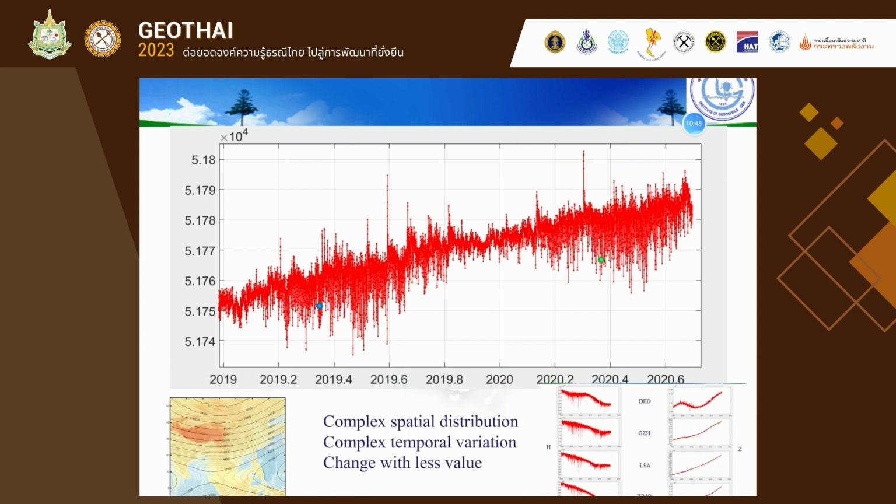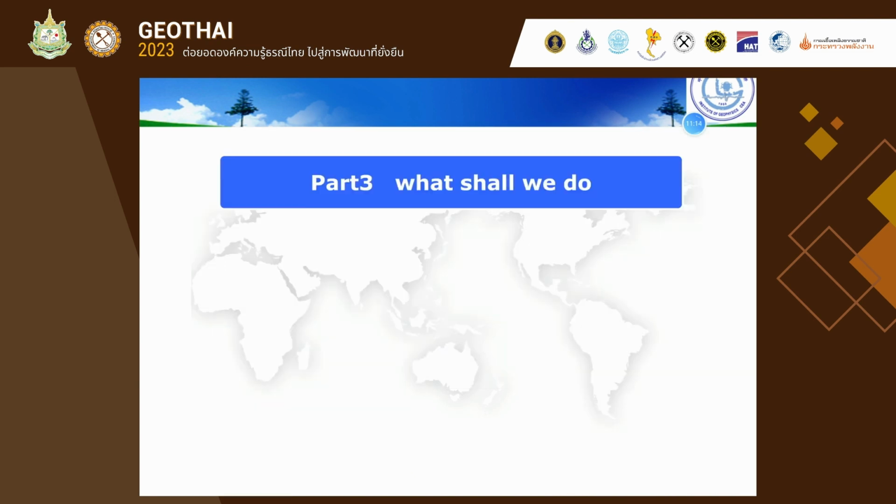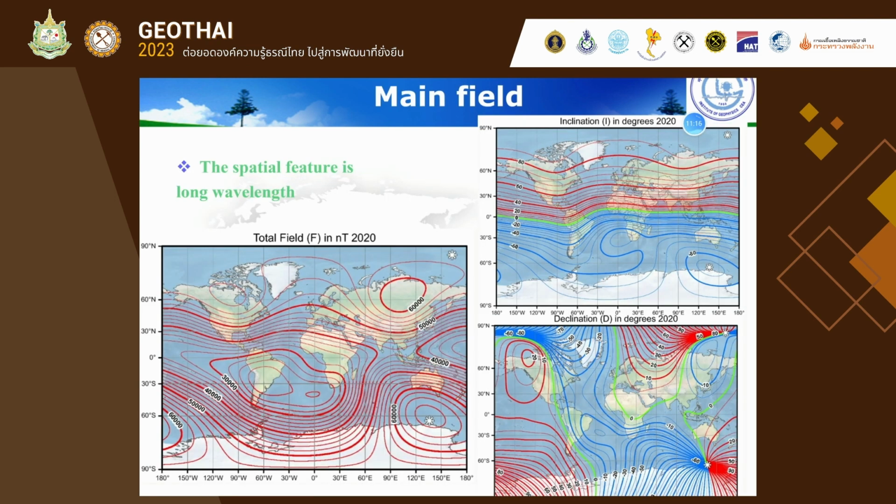So that's the problem we faced. We need to get the change of the source field magnetic field with very small values, but the system is very complex. Here is a complex spatial distribution, and here it also has a complex temporal variation. How to do that? We first look at the main field.